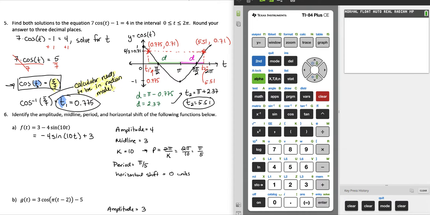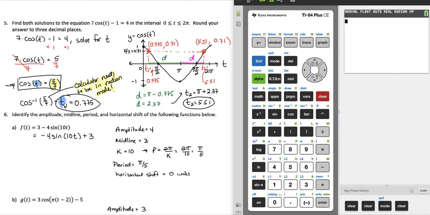So to solve for t, we're going to use the inverse function of cosine, which is arc cosine. So that's cosine to the -1. That means the inverse of cosine. And the inverse of cosine tells us that when you take arc cosine of the output, so of 5/7, it is going to give you that input value, which we call t.